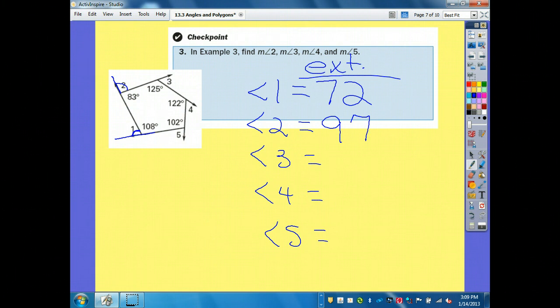Oh, now I got it. How do you do it? How about angle 3? 55. Angle 4? 58. And angle 5. 78. You add those all up, they will equal what? 360. 360 degrees.